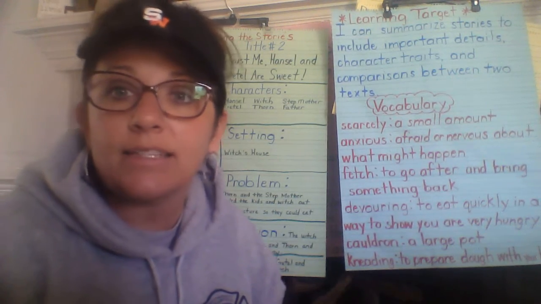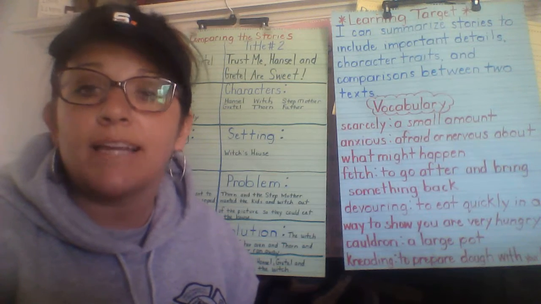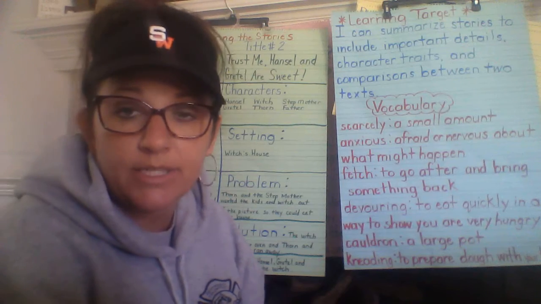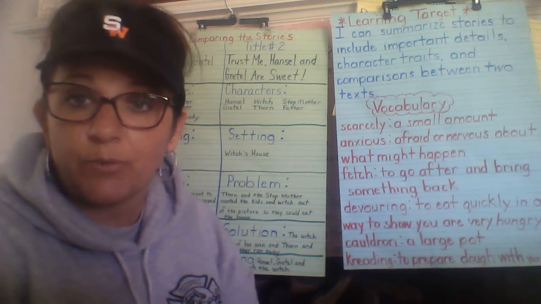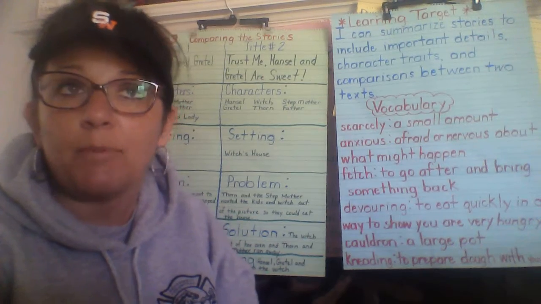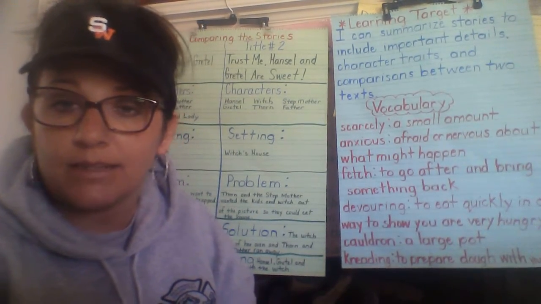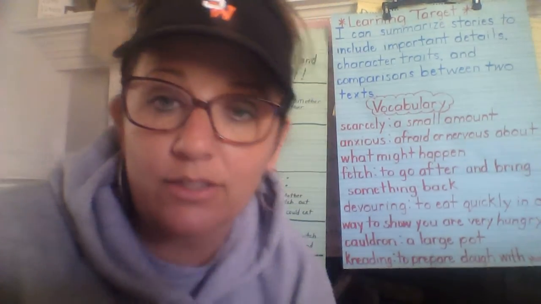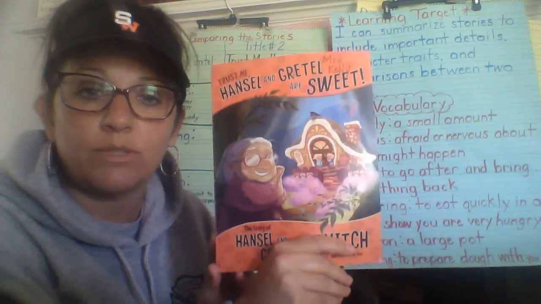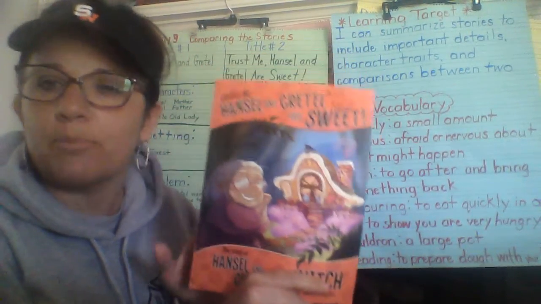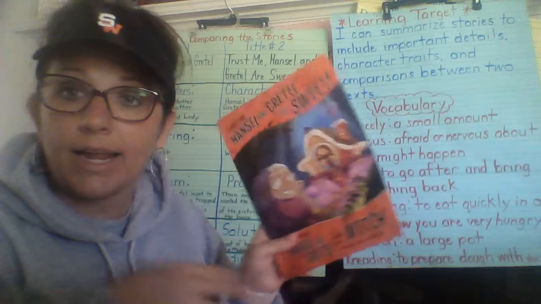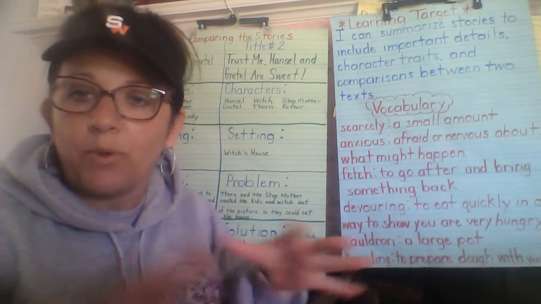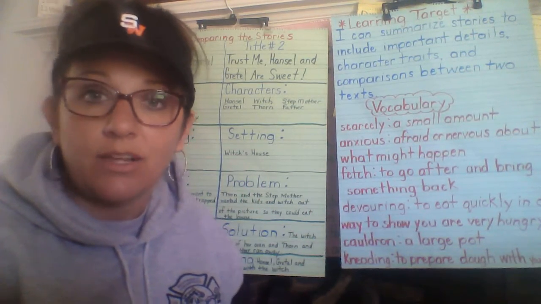To get us going, we're going to look back over yesterday's activity that you did at home in your Write About Reading notebooks, which was comparing the two texts. We did this with a comparison chart. You compared the story elements in the second version of Hansel and Gretel, which was Trust Me, Hansel and Gretel Are Sweet, the story we read yesterday. So we're going to briefly look at my anchor chart, and you can compare it to yours. They may not be exact, but hopefully we all have the same gist of answers that you came up with at home.